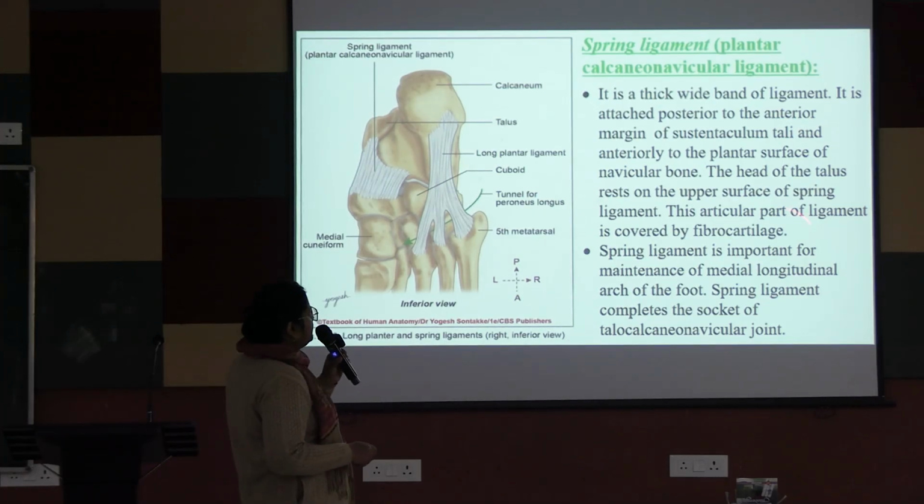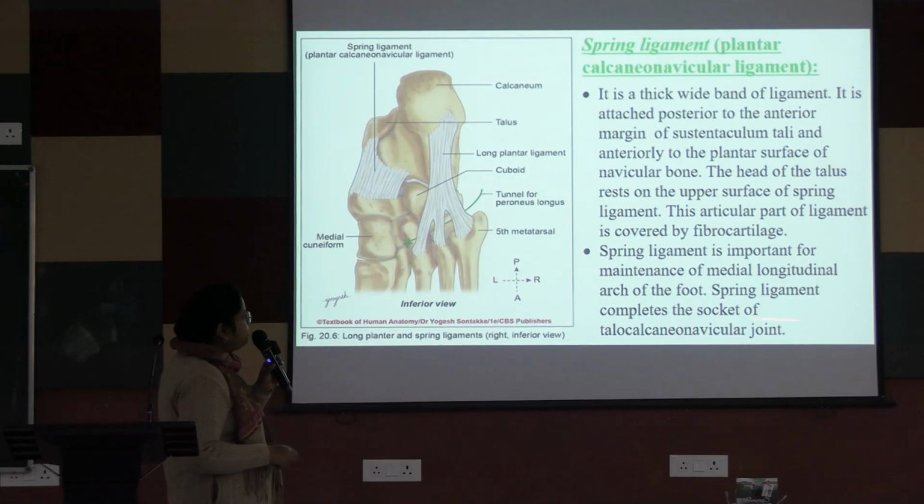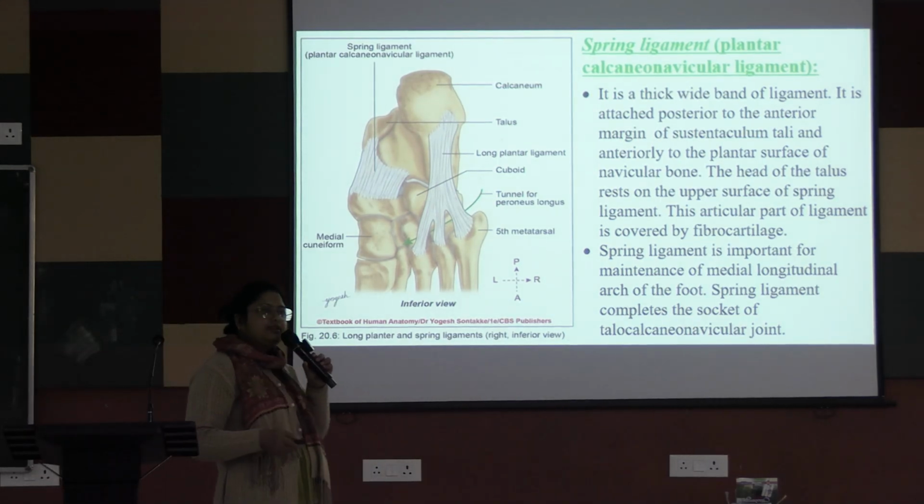Next, the spring ligament is important for maintenance of the medial longitudinal arch of the foot. That's why it is very important. And the spring ligament completes the socket of the talocalcaneonavicular joint. Okay, this is the function.